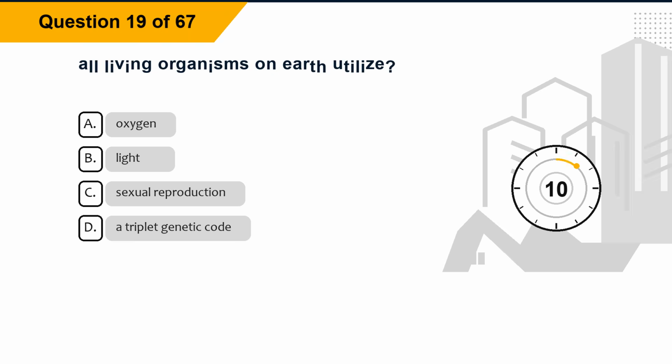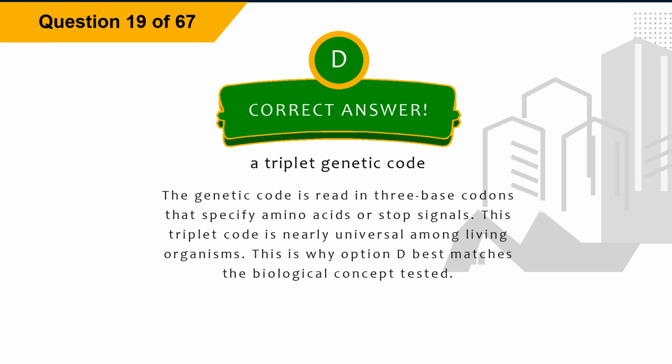Question 19. All living organisms on Earth utilize? Option A, oxygen. Option B, light. Option C, sexual reproduction. Option D, a triplet genetic code. The correct answer is option D, a triplet genetic code.